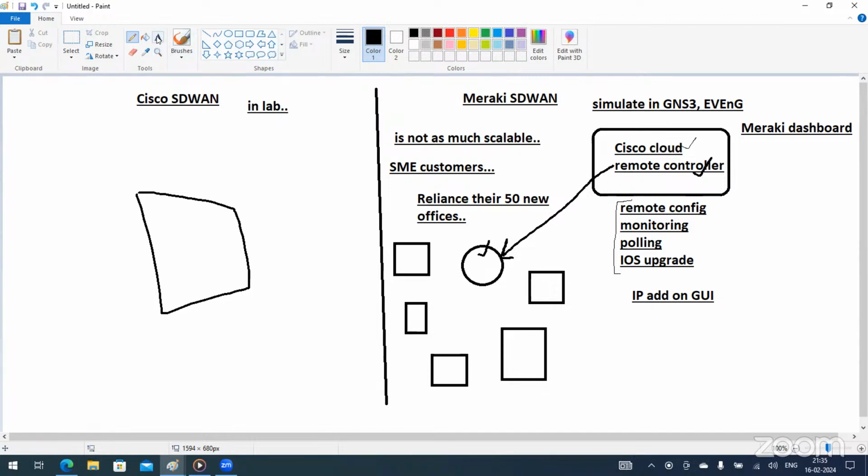Meraki is also another company which Cisco acquired, just like Viptela. But Meraki is the parallel to Cisco SD-WAN, and it is for small enterprises, small companies which have fewer users.